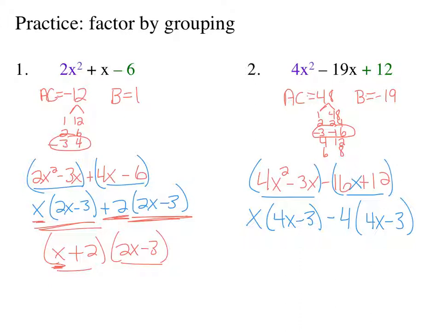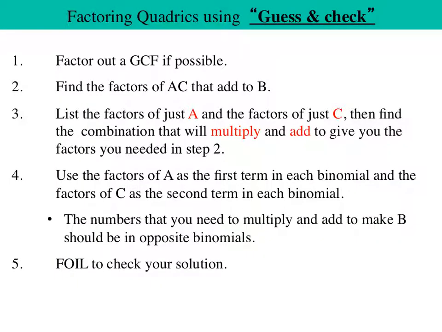So those 2 GCFs become one of your factors, which is x minus 4. And then your second factor, remember they should look exactly the same, would be 4x minus 3. The last method is guess and check, and it's kind of what it sounds like.